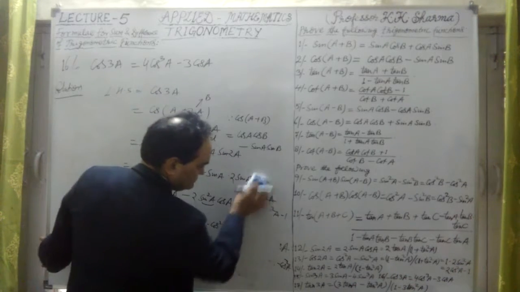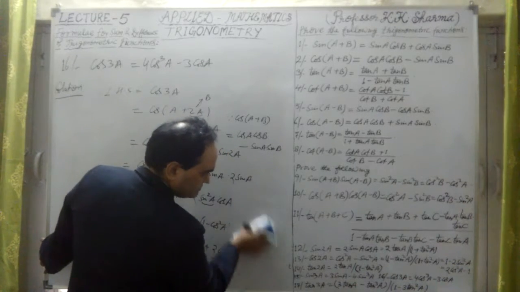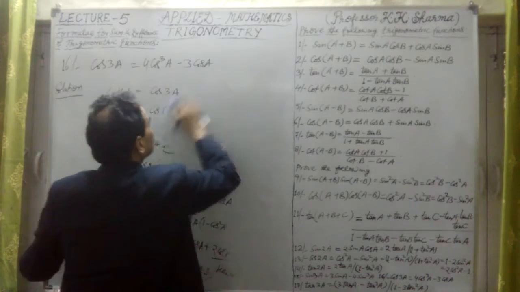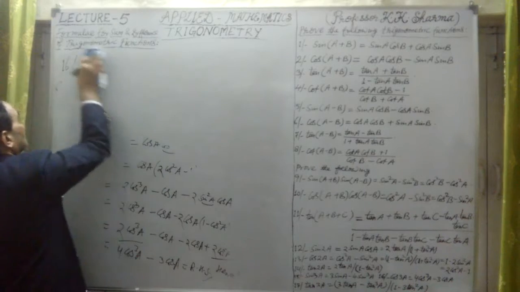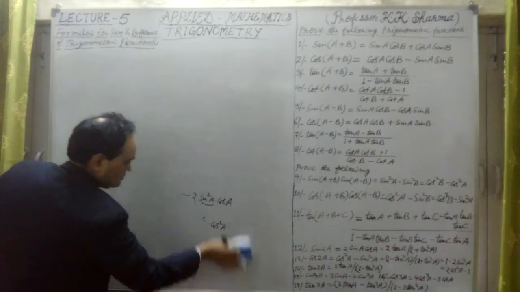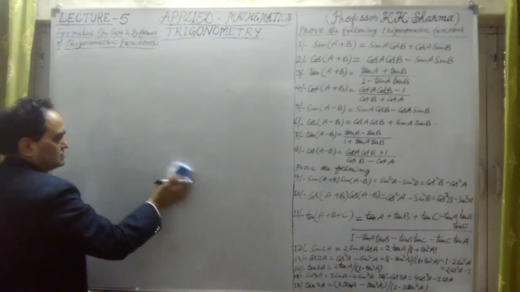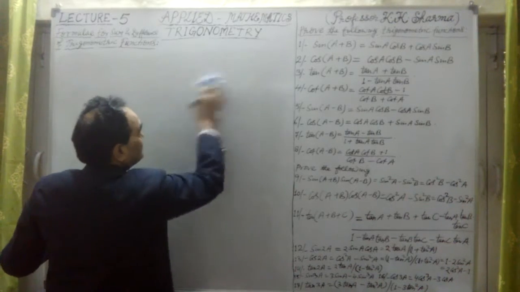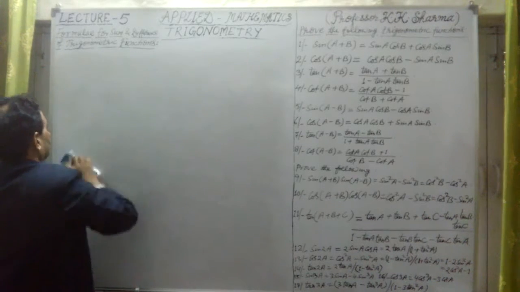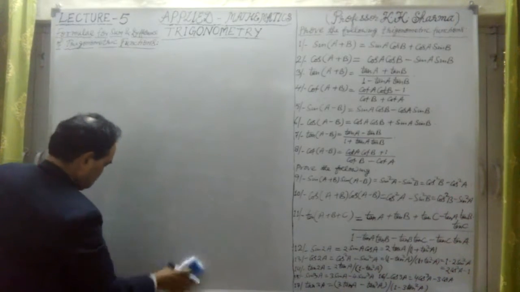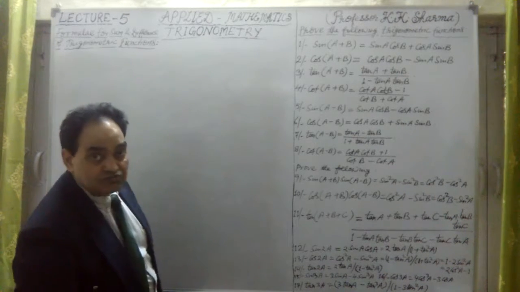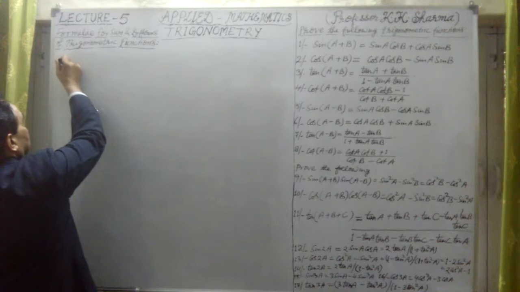Now the last question, the 17th one, is left. Let me check it. What does question number 17 say? Let me check it. Question number 17 says tan 3a. So this is question number 17.